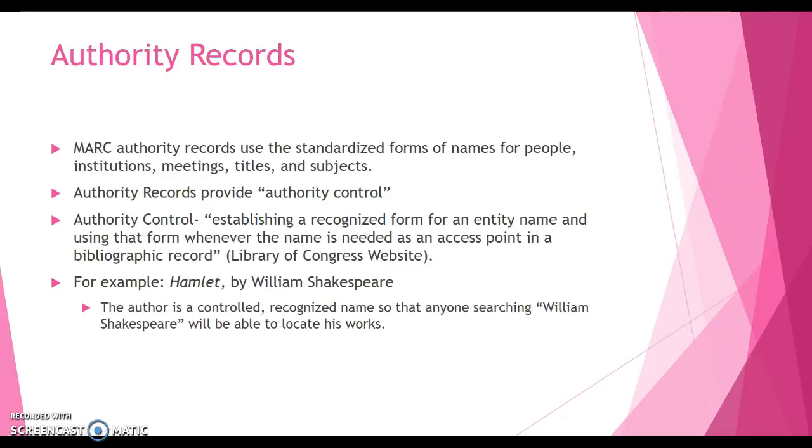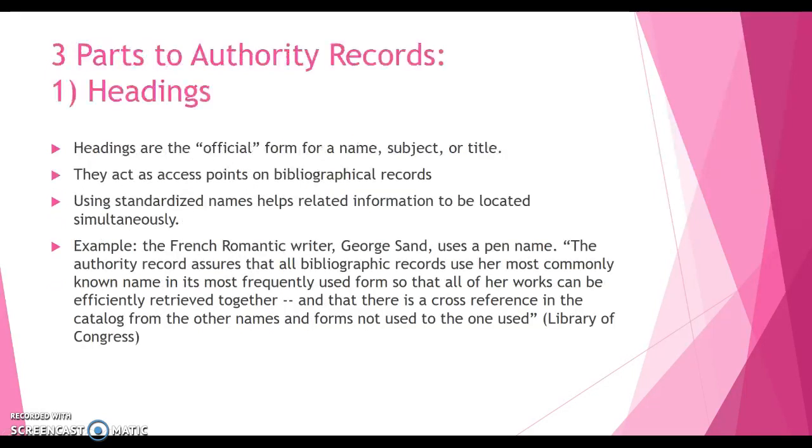But the thing that I really want you to take away right now is just that these MARC Authority records use the standardized forms of names to help users find what they're looking for. So there are three parts to authority records. The first part is headings. This is, from my understanding, the most important part.